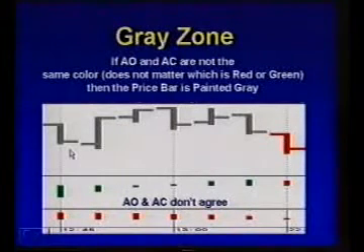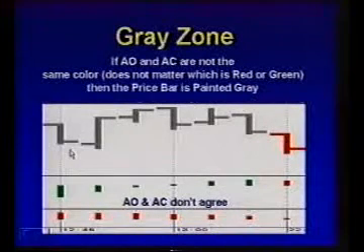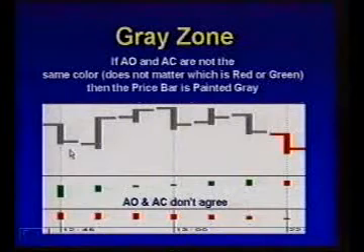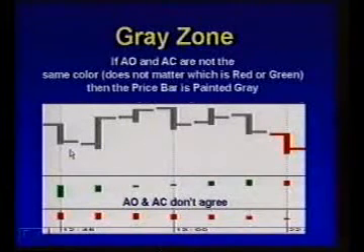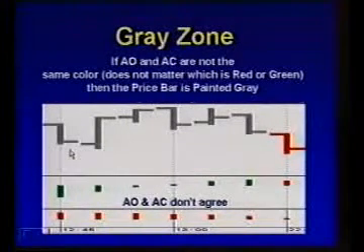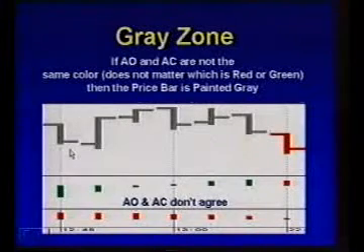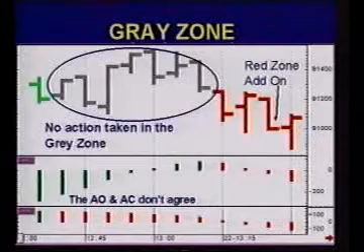So when we're in the gray zone, we don't add on, we don't do anything different, we just trade normally. Now, if you're using a protective stop and you're in the gray zone, you will continue to trail it down. Once you've created the 5 consecutive bars, it does not matter what color the bars are until you're stopped out. So the gray zone is created by the AO and the AC when they don't agree.